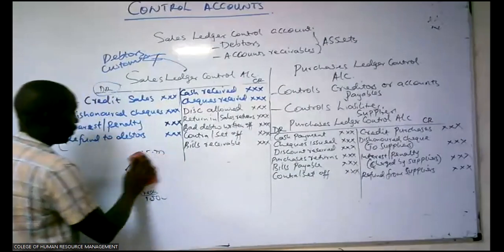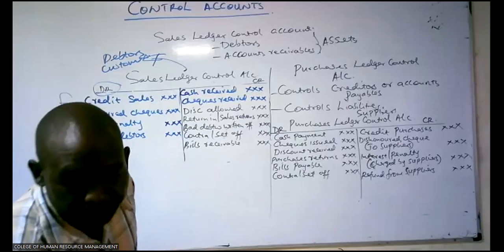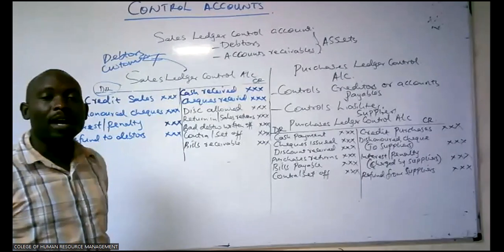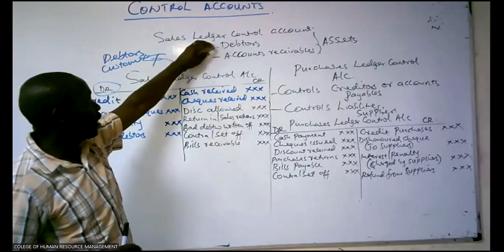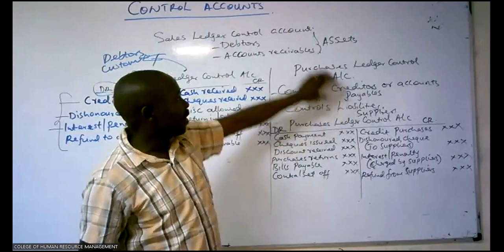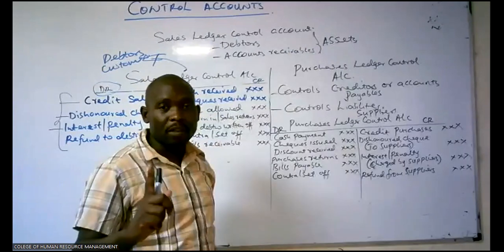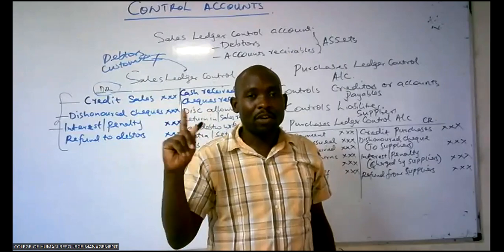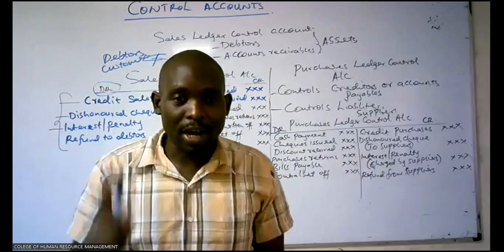Before we go to the questions, allow me to emphasize two things. Number one, in the control accounts, we only deal with credit sales and credit purchases. Remember the control accounts, tumesema tunadeal na debtors ambayo inakuwa handled na sales ledger control account. Tunadeal na creditors ambao wanakuwa handled by the purchases ledger control account. So in this case, we only deal with credit sales and credit purchases only. Cash sales and cash purchases should not be recorded in the control accounts. Why?